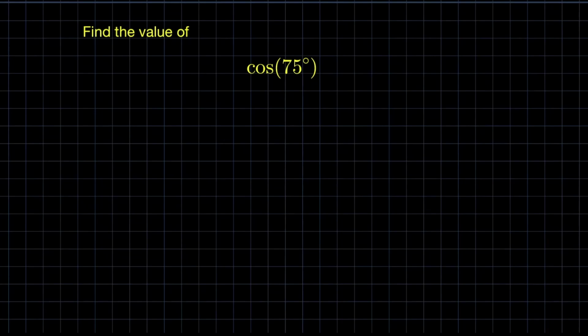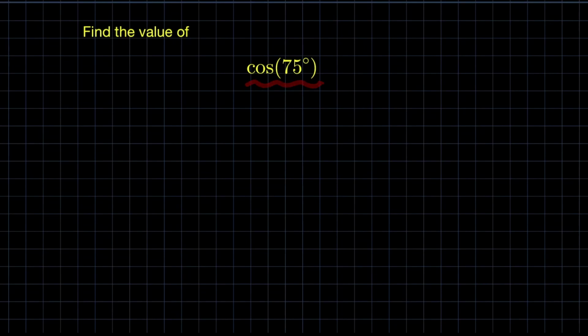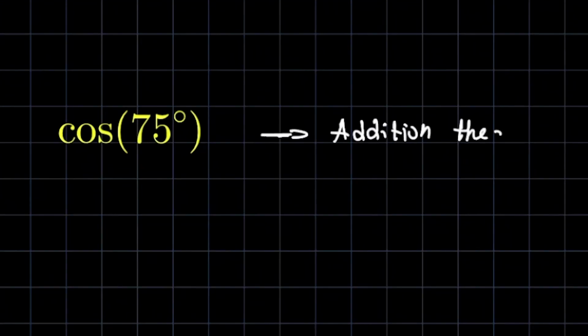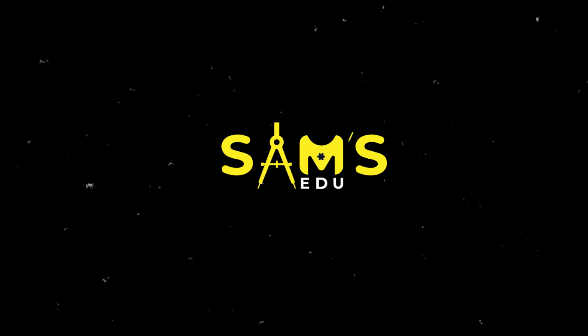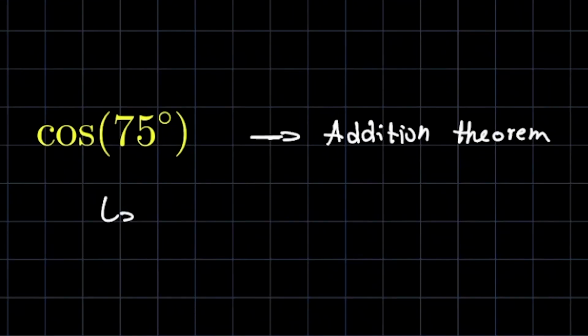In this question, I need to find the value of cosinus of 75 without using the calculator. I'm going to use the addition theorem. Before I use the formula that has to do with cosine, when it comes to the addition theorem, I'll just convert this to an expression with sinus.